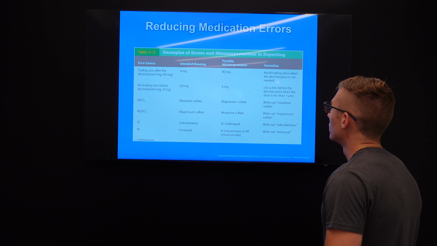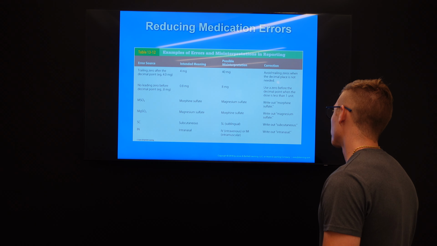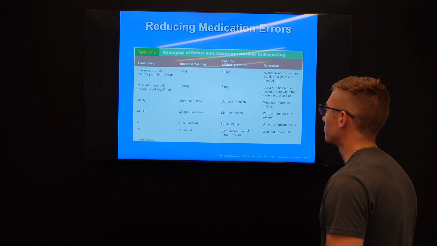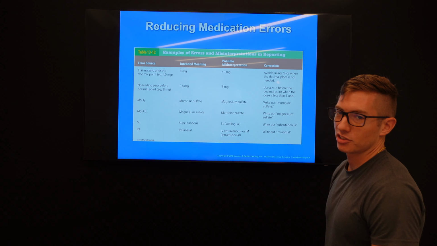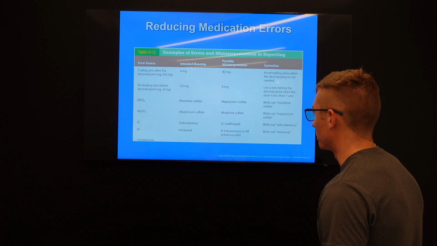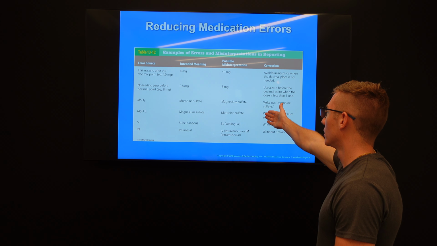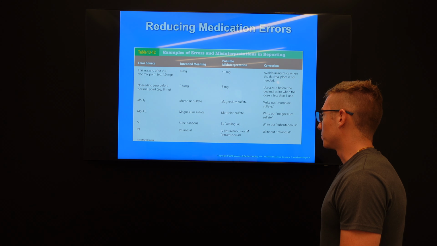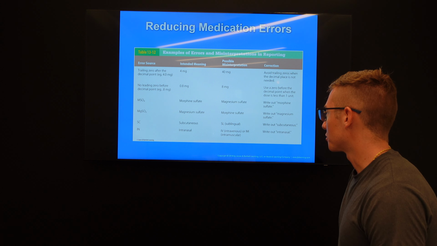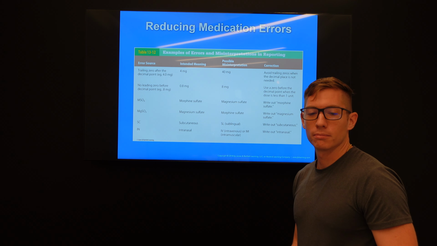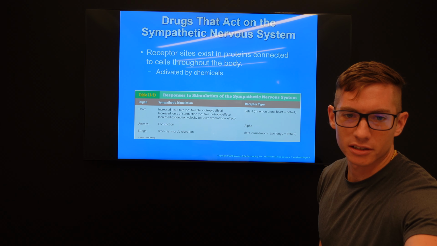Misinterpretations. So 4 milligrams could be misinterpreted as 40 milligrams. 0.8 could be misinterpreted as 8. Morphine sulfate and magnesium sulfate, that's a common misinterpretation. Magnesium sulfate could be read as morphine sulfate. Subcutaneous, sublingual, those can get mixed up and jumbled. And then intramuscular versus intranasal versus intraocular. Maybe not. Ocular is pretty obvious.